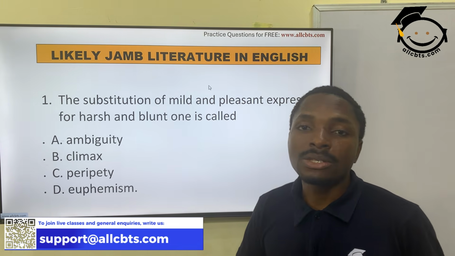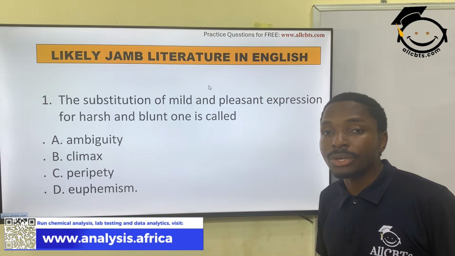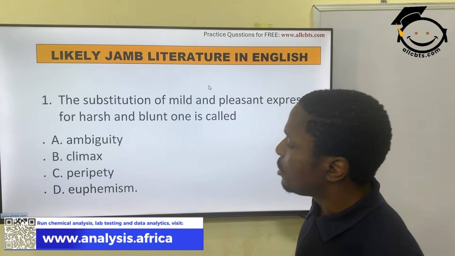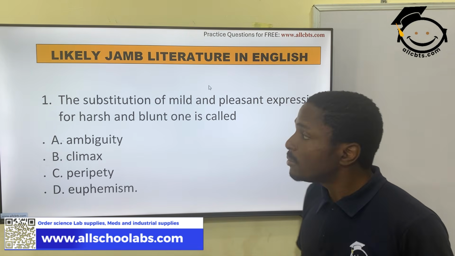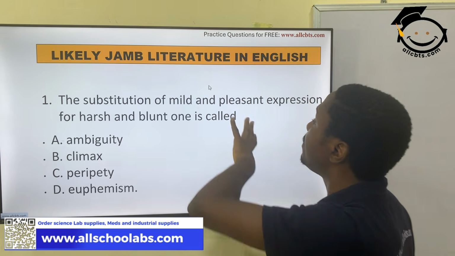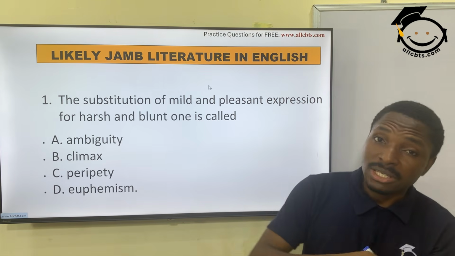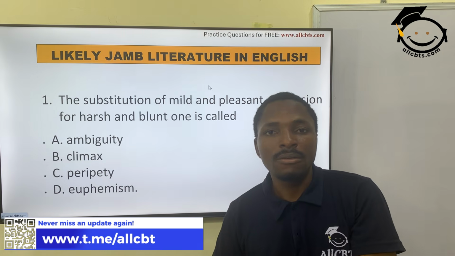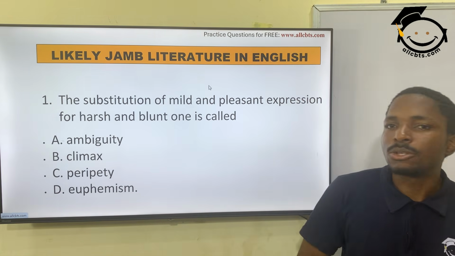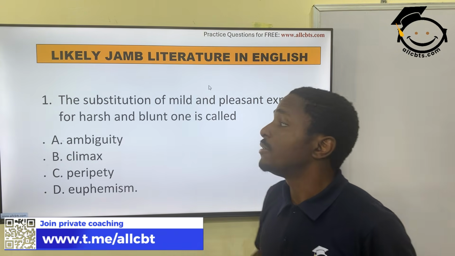You have climax, which is about like the highest point in a story or a play. Okay, you have peripety, you have euphemism. So euphemism is the substitution of mild and pleasant expression for harsh and blunt one, or vice versa. It's also the substitution of harsh and blunt expression for mild and pleasant one. And the option there that's correct is euphemism.